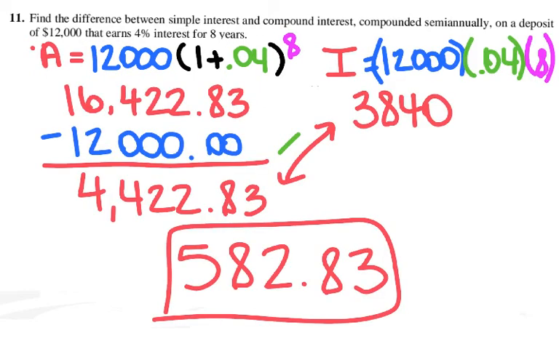Okay, we got the total with the compound interest for $16,422.83. Subtracted that from the original balance. Gave us the interest amount of $4,422.83. Subtracted that from the simple interest, which was the $3,840. The difference between the two is $582.83.